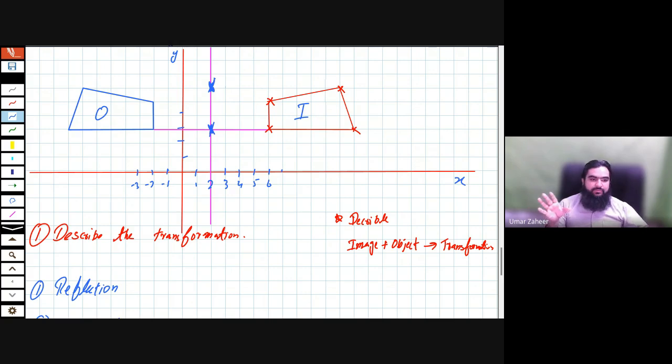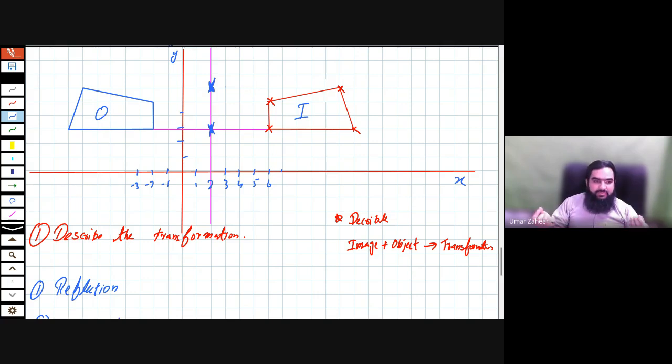First of all, you have to check what it is. It is translation, reflection, rotation, or enlargement. In translation, the object and image are exactly the same. They are not exactly the same, which means it is not translation. In rotation, the object is going to be rotated, and in enlargement, the object size is going to be bigger or smaller. Clearly, the size is not changing. It is exactly the same. It means that it is rotation or reflection.